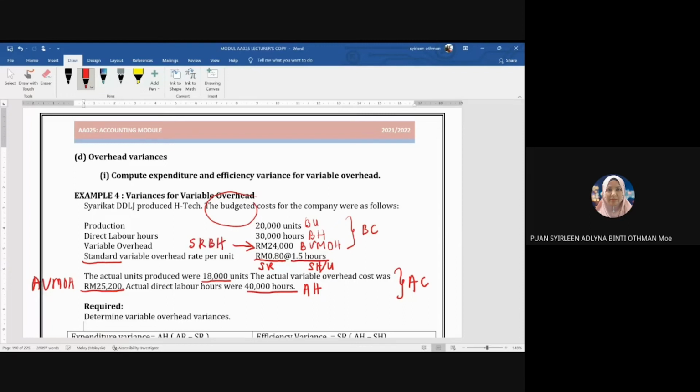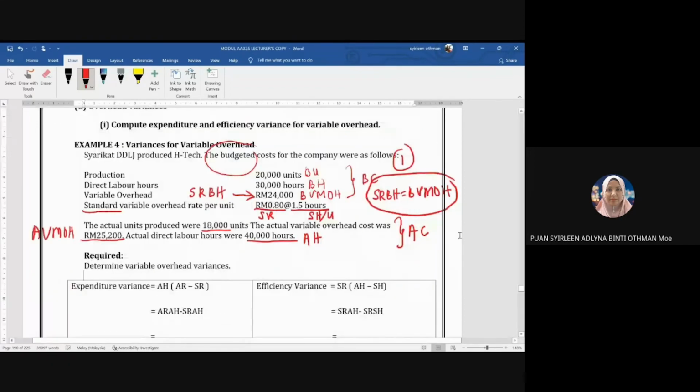Okay, so maksudnya dekat sini SERAH sama dengan budgeted VMOH. Okay, alright, this is one. Kena ingat, kena faham. Okay, yang kedua kita ada actual VMOH. Okay, macam mana dapat actual VMOH?